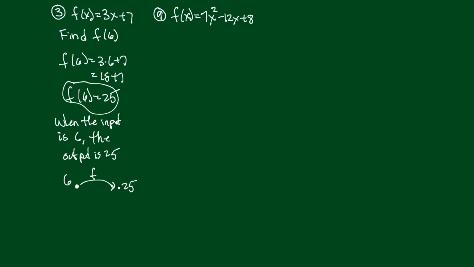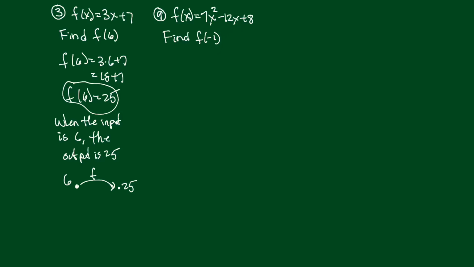Number 9, we're given this quadratic, right? We're given a quadratic function, and what we want to do is find f of negative 1. So our input value is negative 1. What are we going to do with it? You can see that that x has been replaced with negative 1. So replace all the x's with negative 1.